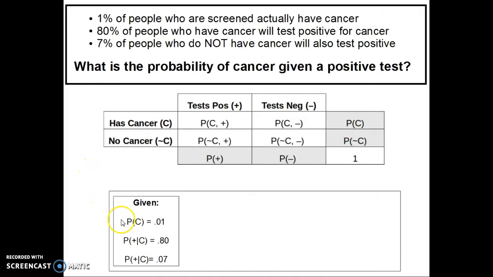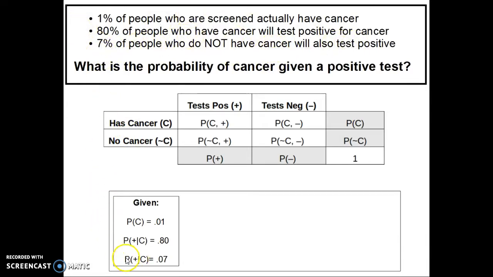We are given the base rate for cancer, the probability of cancer in the population. That's 1%, or 0.01. We are also given that people who have cancer, so given that you have cancer, you have an 80% chance of testing positive, or 80% of people who have cancer will test positive. That's represented by this conditional probability right here. We also have this information. So given that you do not have cancer, the probability of testing positive is 7%.